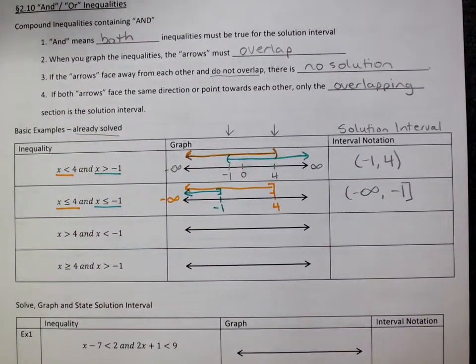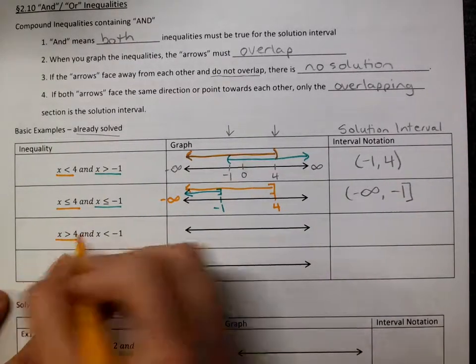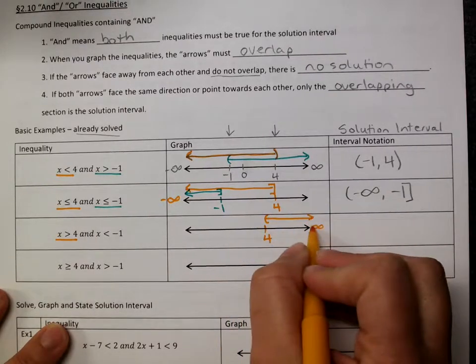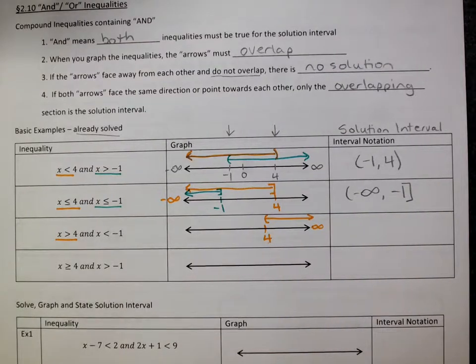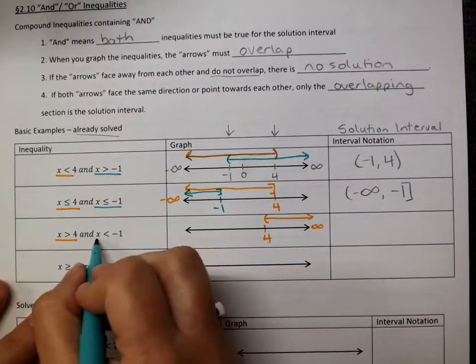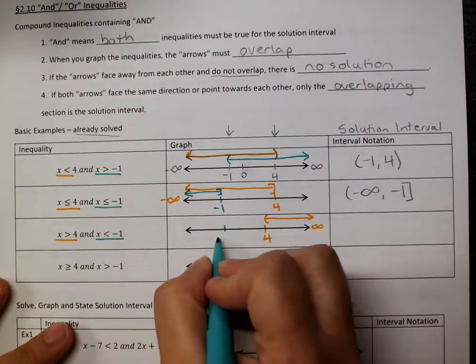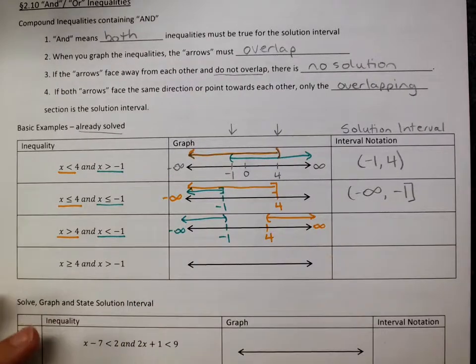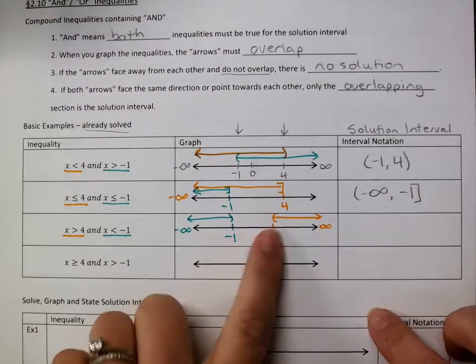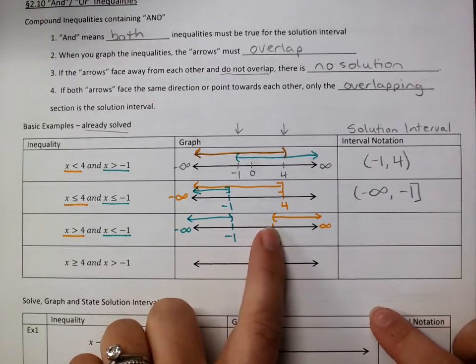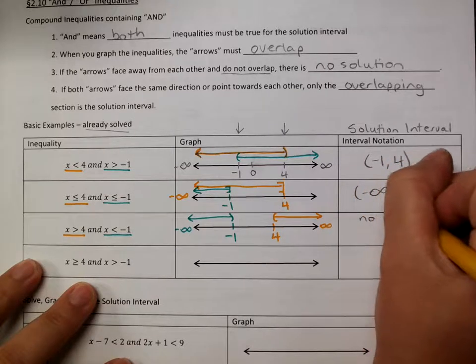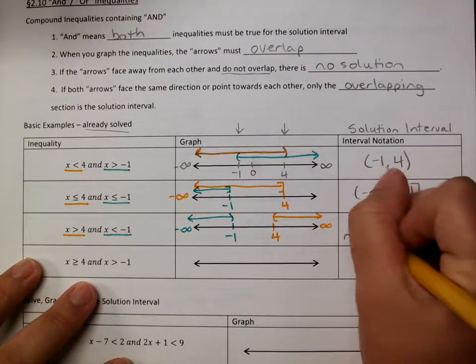Let's look at the next one. It says x is greater than 4. So here's 4, parentheses, towards the greater than direction. And x is less than -1. Less than goes to the left, arrow to the left. Notice on this one there is no overlap. There is no place where they're both true. So if there's no overlap, then there is no solution.